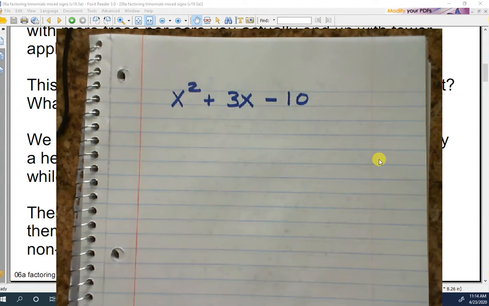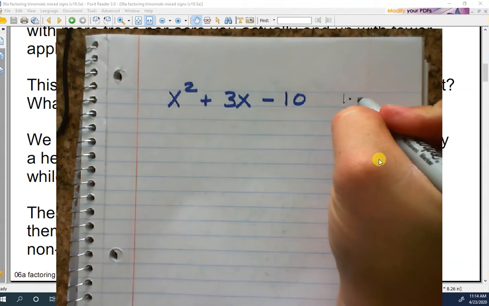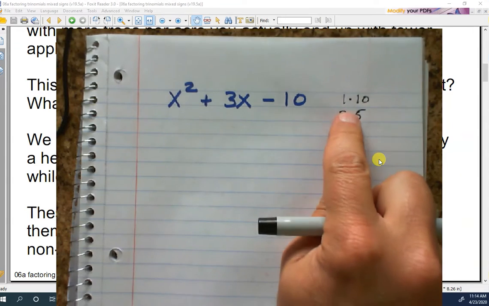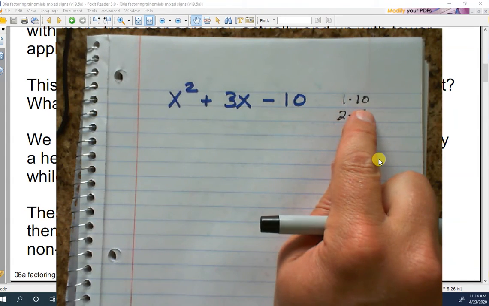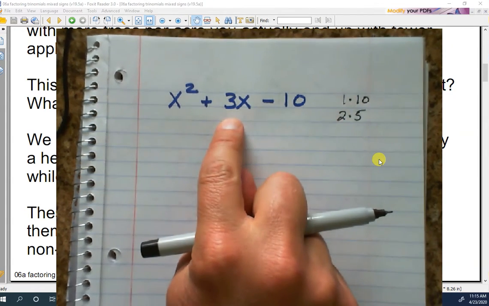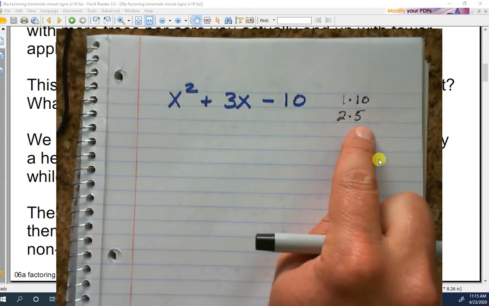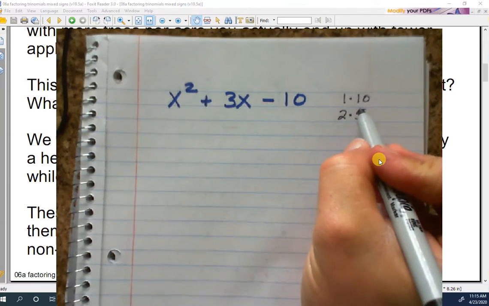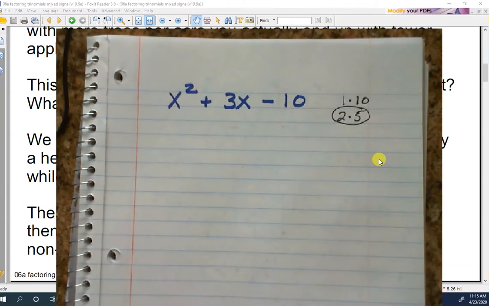All right, what are some ways to make a 10? 1 and 10, 2 and 5. A 1 and a 10, that'll get me to an 11 or a 9. I want to get to a 3. A 2 and a 5, that'll get me to a 7 or a 3. It's this one right here. So let's build it.